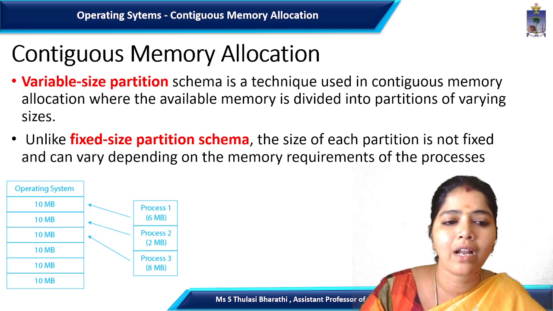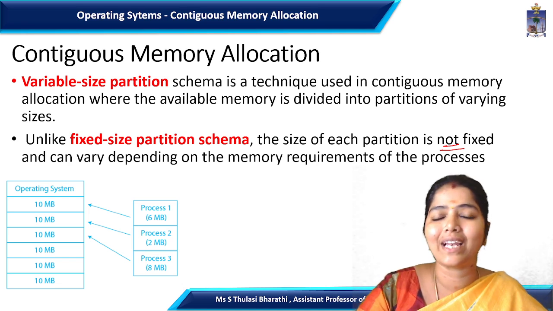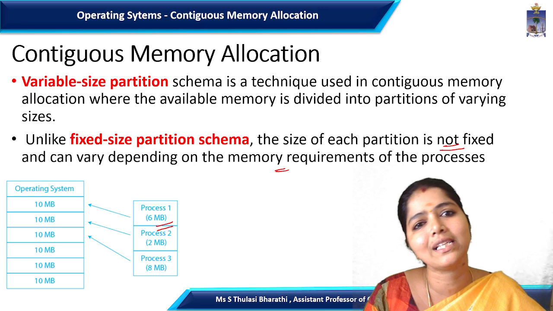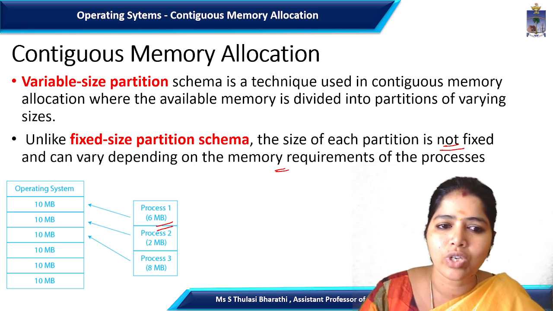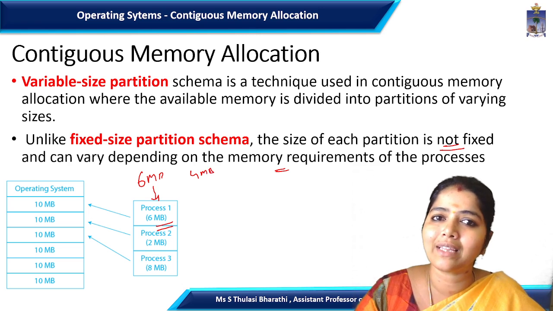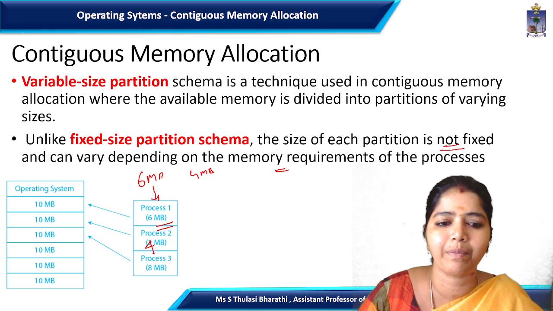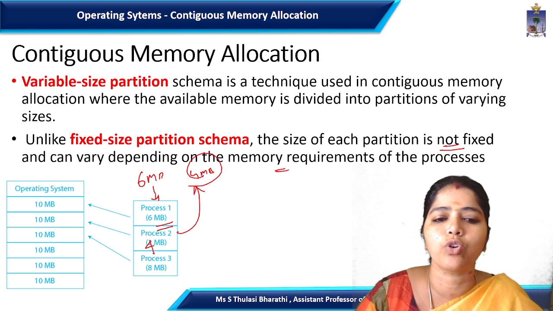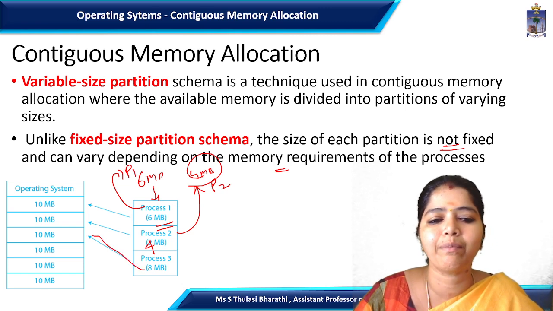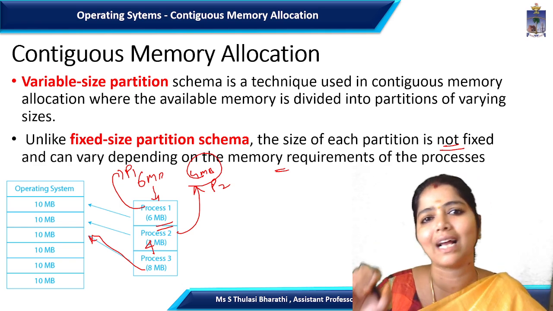Unlike the fixed size partition, the size of each partition is not fixed; it can vary depending on the memory requirement. Here the requirement is 6 MB but the block is 10 MB. So 6 MB will be allocated for this process P1, and the remaining 4 MB will be free. Anything which comes with a 4 MB requirement will be allocated there, for example process P2. Now this 8 MB will be allocated to this one, and the remaining 2 MB will be kept. If anything comes for 2 MB, that will be allocated.